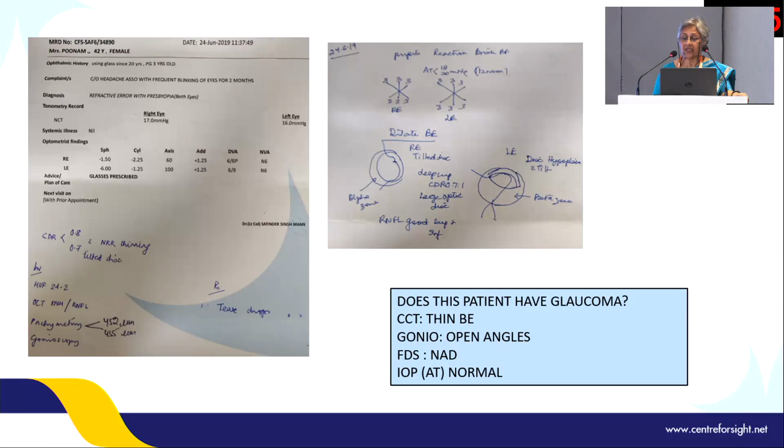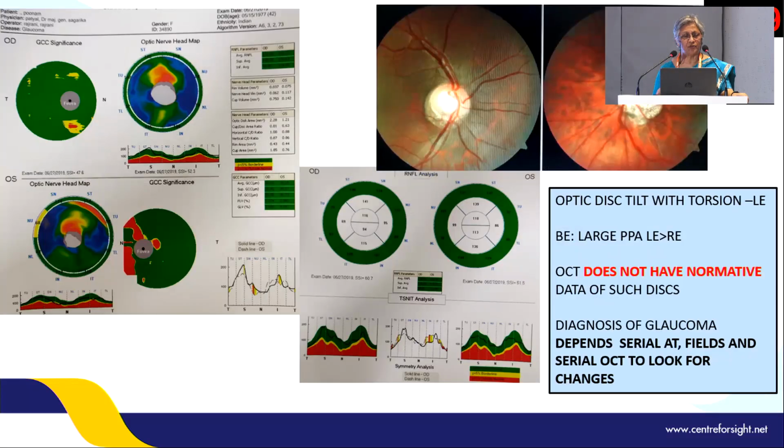The question was, does this patient really have glaucoma? The CCT is thin. It is only 452. We all know that in Indian eyes, it varies between 530 to 550 microns. Gonioscopy shows open angles, fields are normal, IOP is normal. Now we go to OCT, and we find that in the right eye over here, there is no hot color in the inferior part, and so also in the left eye. Now let's have a look at the pictures of the optic discs.